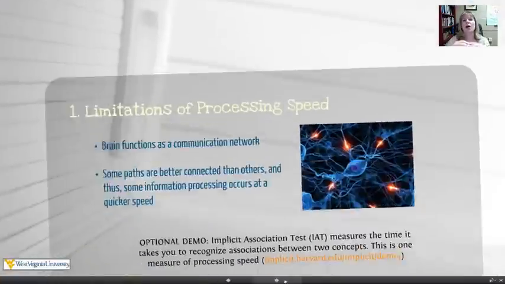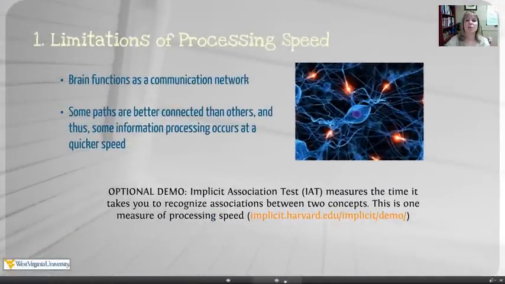Okay, so let's talk about where these limitations come into play. First of all, we have cognitive limitations on our processing speed, how quickly we're actually able to process different types of information. The best way to think about this is that a lot of models of the brain consider it a communication network where we have different neurons, and the way that we go through processing is by having those neurons communicate with each other.